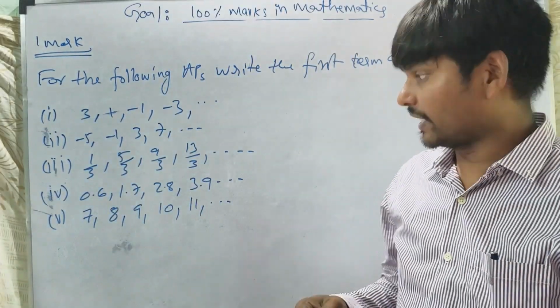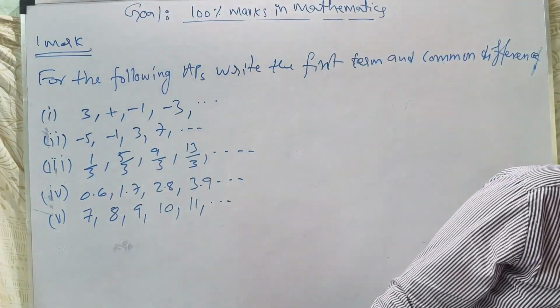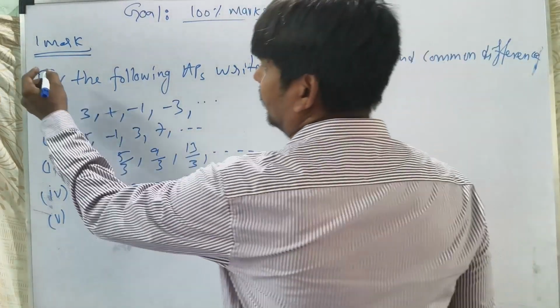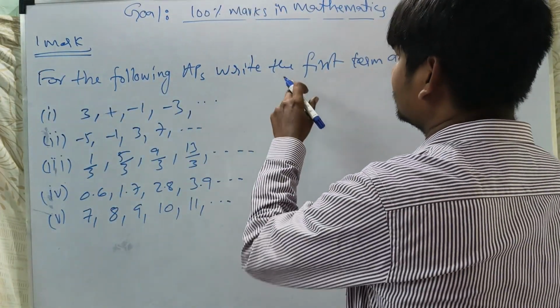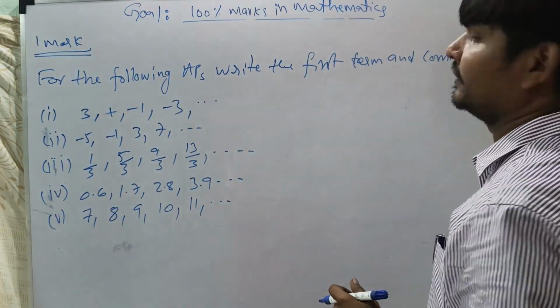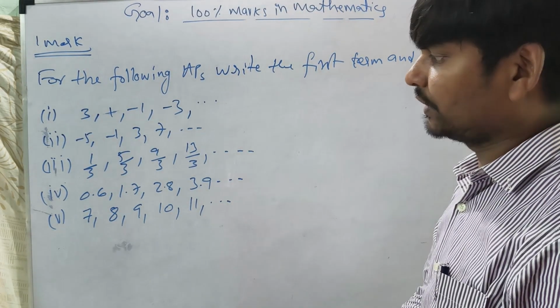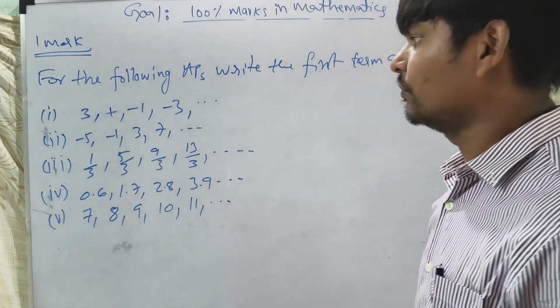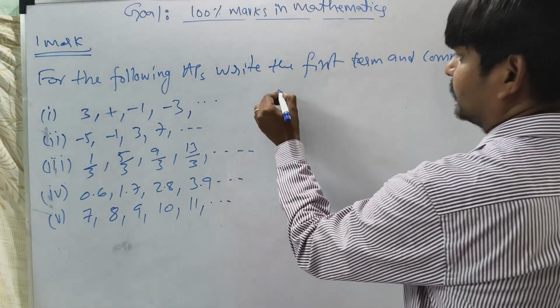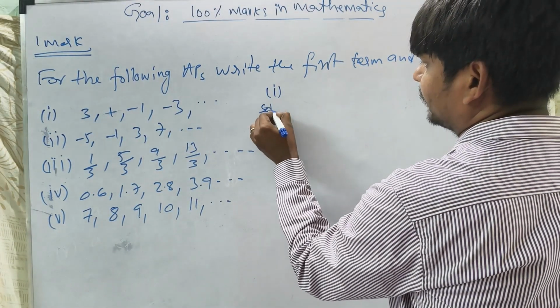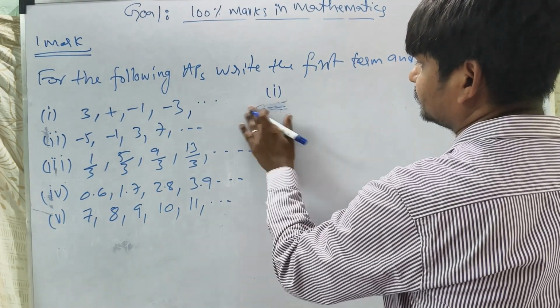Here see. Now the second type in the 1 mark questions. What they may give here, see: for the following APs, write the first term and the common difference. That is the question for you. Now again in this also I will do 3 questions. The remaining you do as homework. Now see. First question. Solution for the first question.